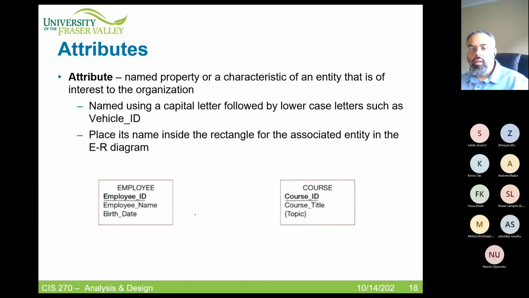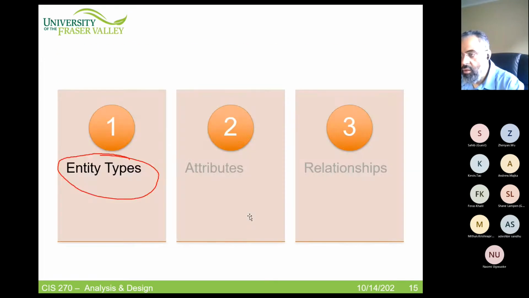Attributes, we already have attributes, characteristics. What different attributes will we have? For example, for employee, we'll have employee ID, employee name, birth date. For course, we will have a course title, course ID. We will talk now about what is meant by this underline. You know these braces? You remember what I said here?